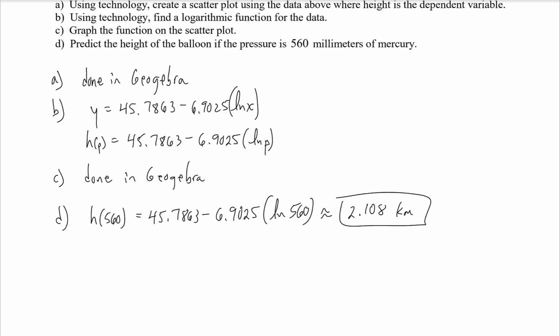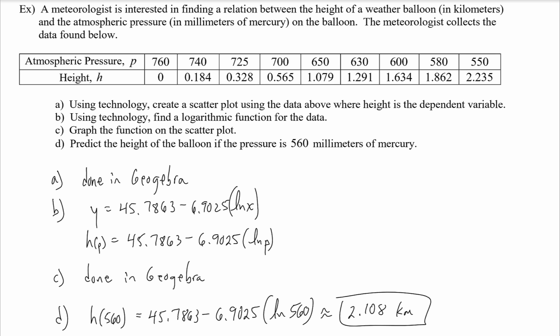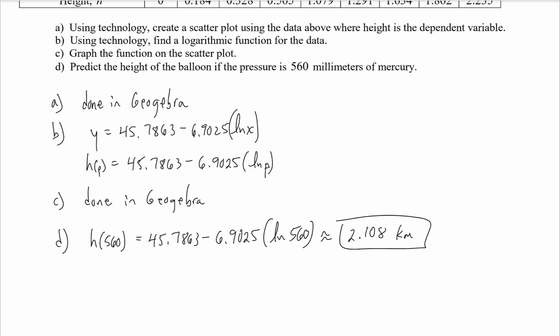We get 2.108 kilometers, which is what we think the height of that balloon would be if the atmospheric pressure was 560 millimeters of mercury. Again, just merely showing us that technology can fit lots of different elementary functions to the data. But again, it requires user input. You have to have some idea of how the data is related to use the most appropriate curve.